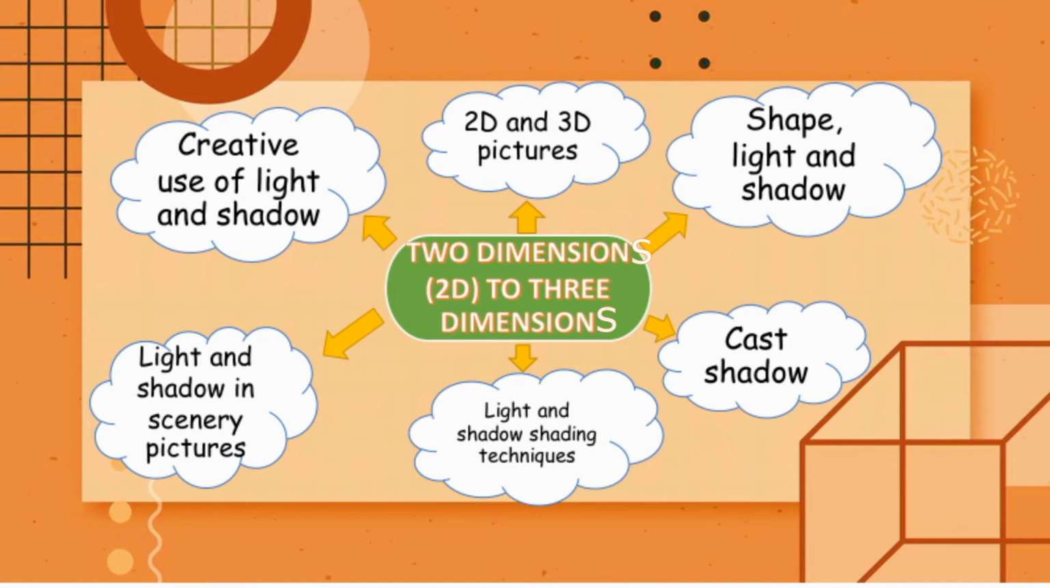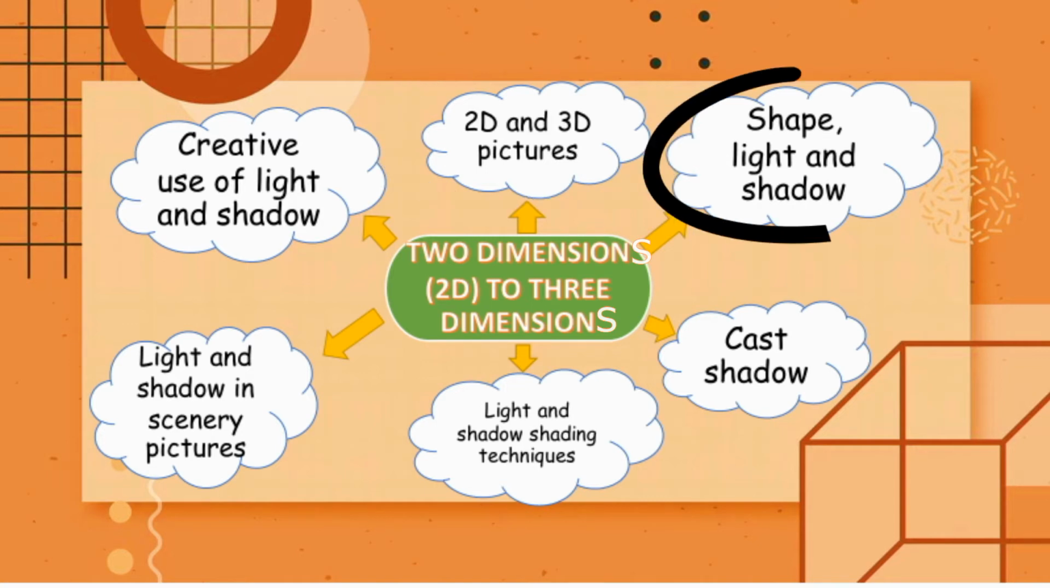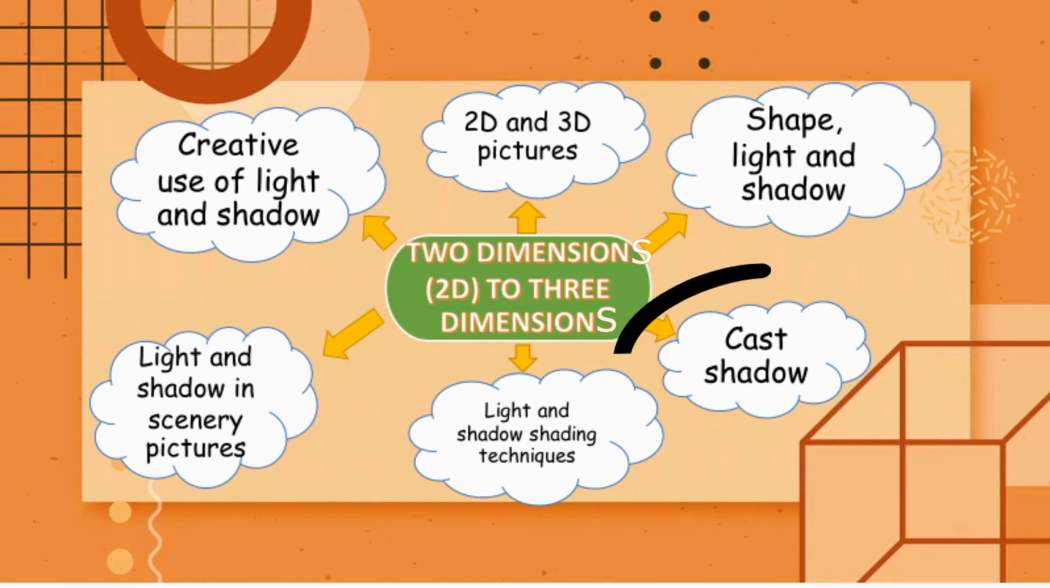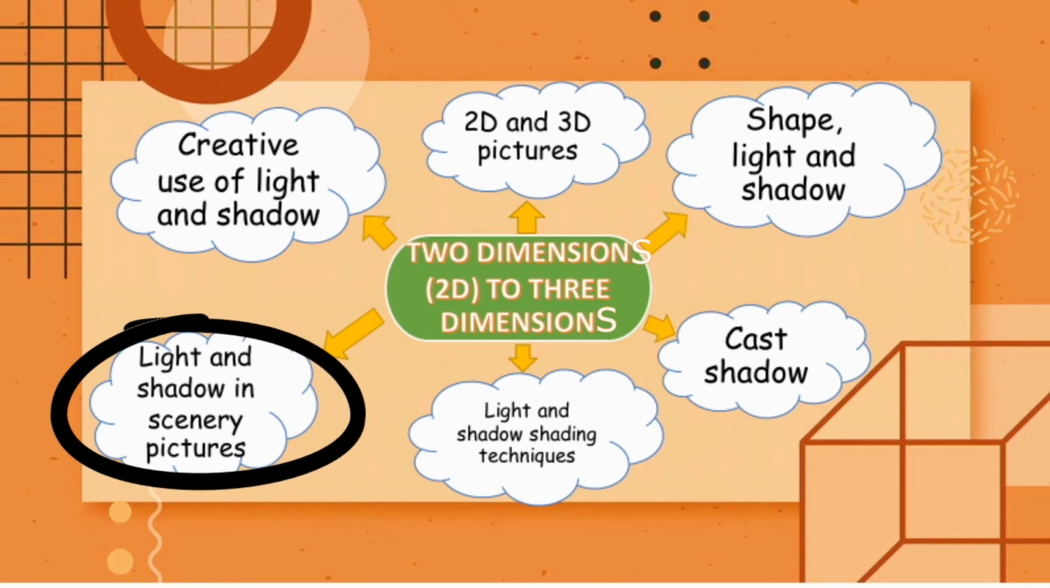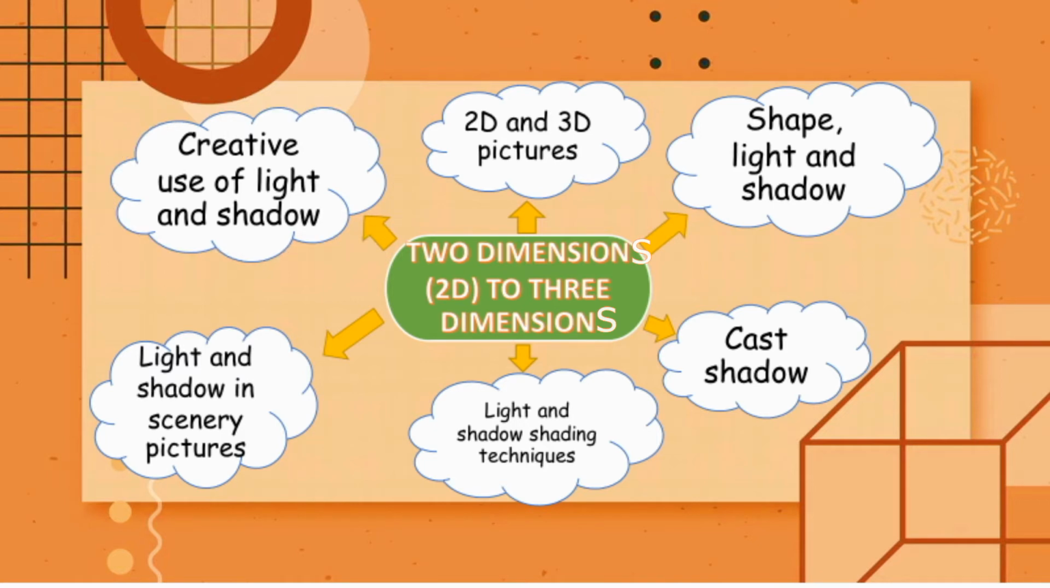The diagram that you can see on your screen is the learning contents. For 2 dimension to 3 dimension, we will tackle the 2D and 3D pictures, shape, light and shadow, cast shadow, light and shadow shading techniques, light and shadow in scenery pictures, and creative use of light and shadow. But before we proceed with our main topic, let's first talk about our vocabulary words for Unit 3.